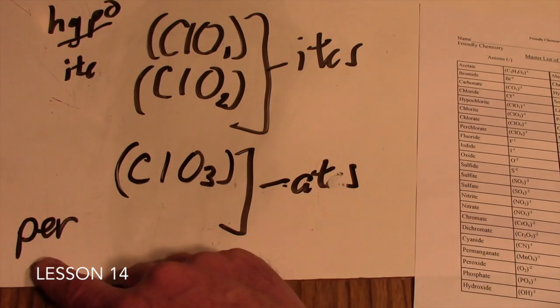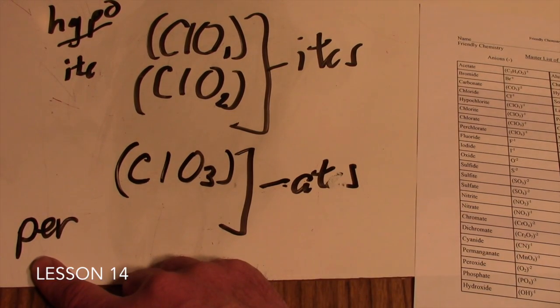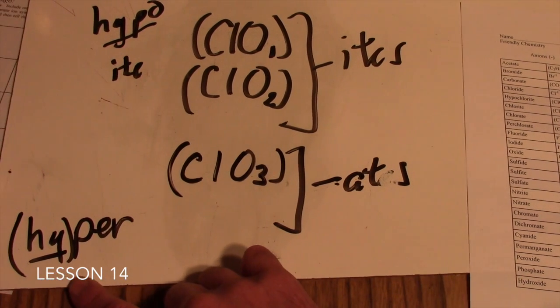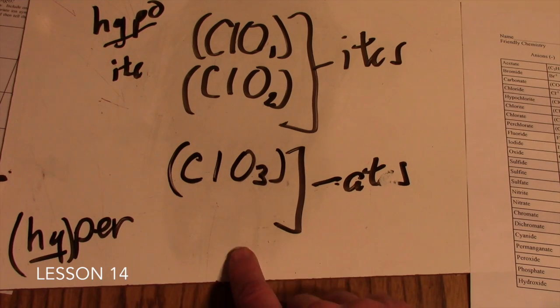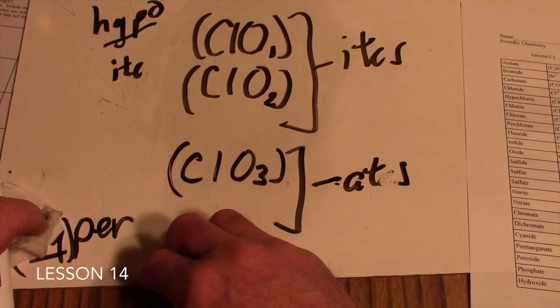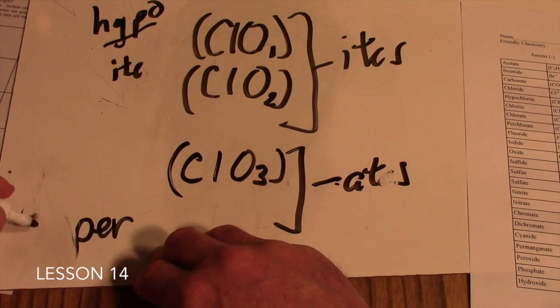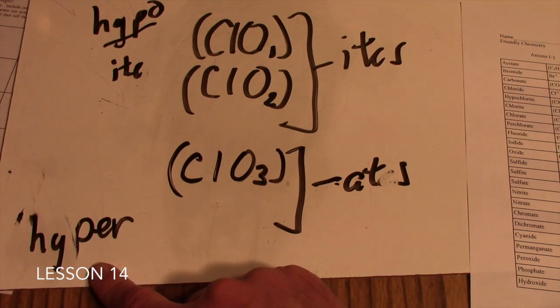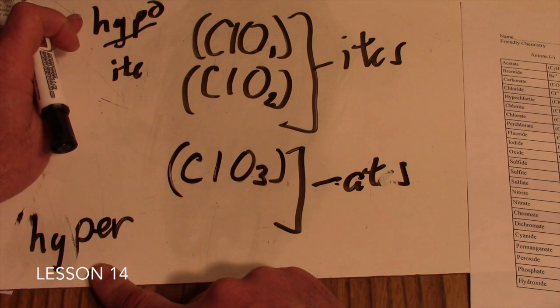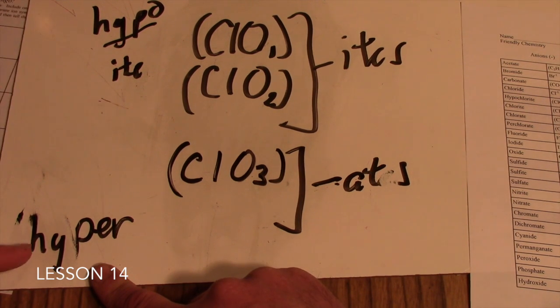Perchlorate. Now, the per, I tell my students, is short for hyper. Hyperchlorate. In chemistry, they take off the hy and just use the per. But if you think about hyper, have you ever heard of hyperactive or hyperthermia? We had hypothermia up here, which is very cold. The opposite of that is hyper. Hyperthermia is overheating or too much heat.